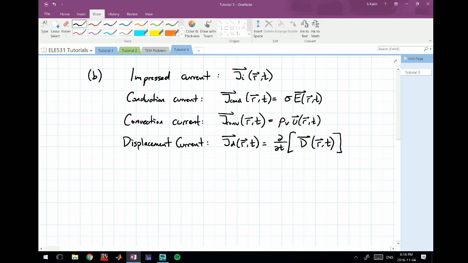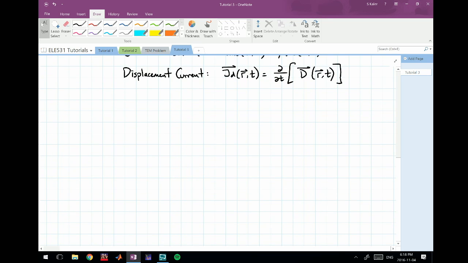Okay. That's part B. Any questions about that? That's literally what it wants. It wants you to list all the types of currents and define them where possible with an equation. Again, 8 marks right there. So, simple marks, for things that I guess we should all know.